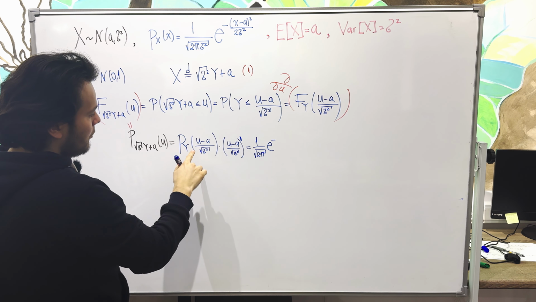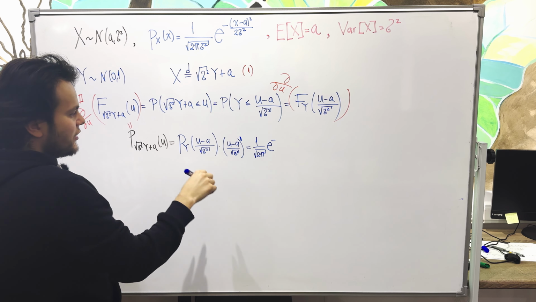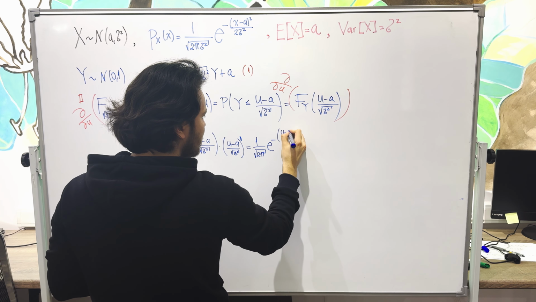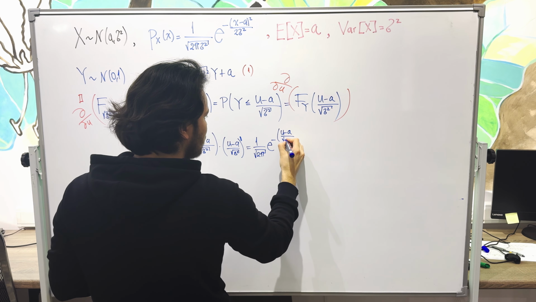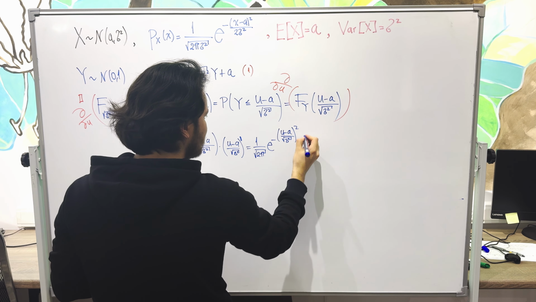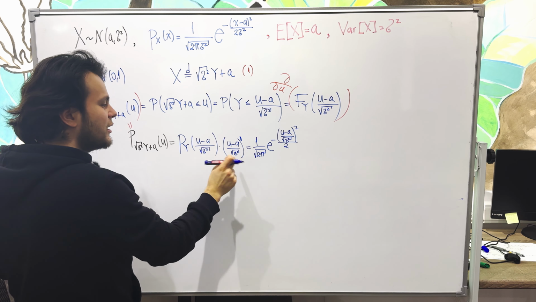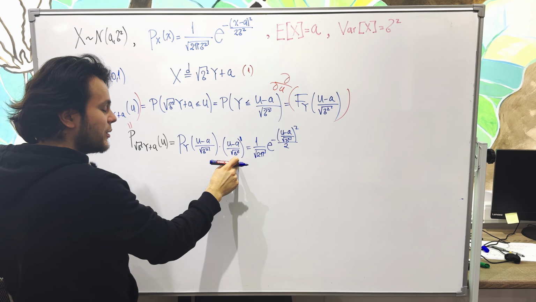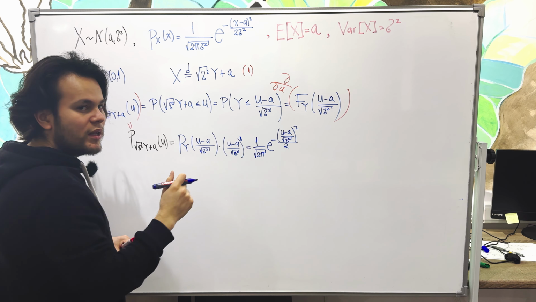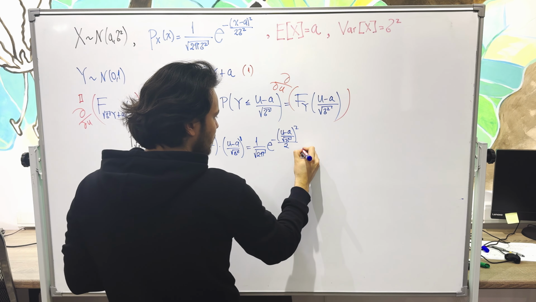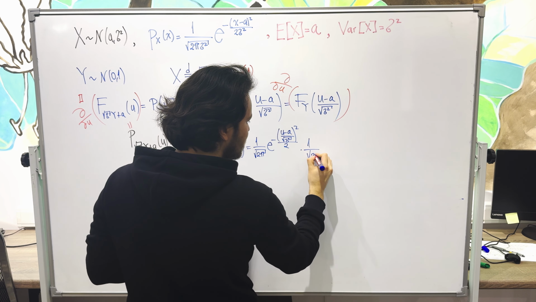Divided by 2, but instead of x, I have all of this, so I will have u minus a divided by the square root of sigma squared, this squared divided by 2, okay? And I have to multiply this by the derivative of this expression, so the derivative of this is 1 divided by the square root of sigma squared, so this multiplied by 1 divided by the square root of sigma squared.